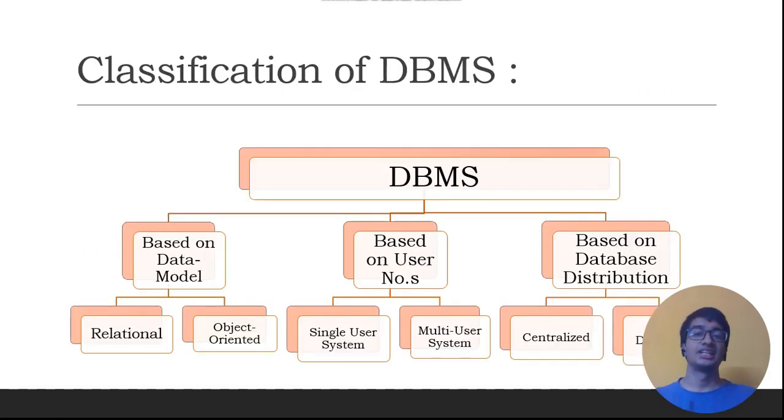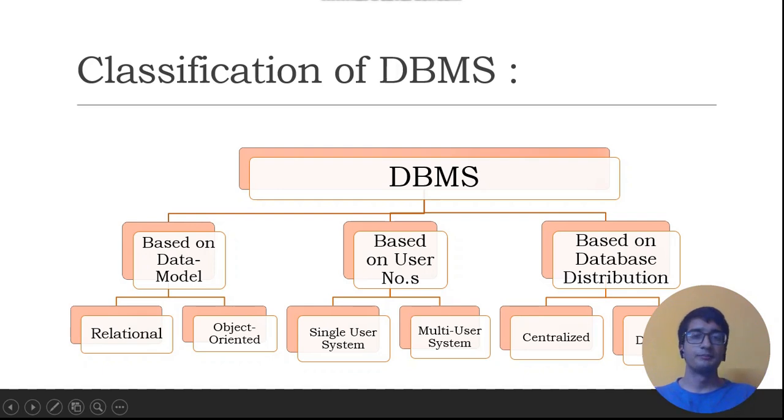The next is classification of DBMS. DBMS can be classified based on three different points, and those three can be further classified into many more. If it is based on data model, it can be classified into relational or object oriented. If it is based on the number of users, it can be classified into single user system and multi-user system. And if it is based on database distribution, it can be centralized.